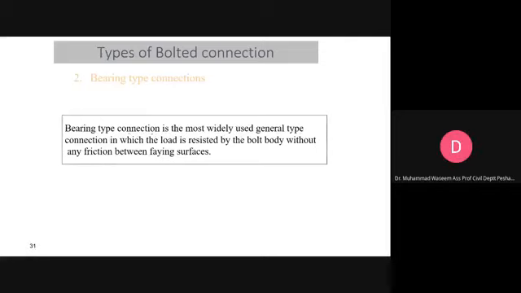Okay, bearing type connection is the most widely used type of connection in which the load is resisted by the bolt body through shearing, without any friction between the faying surfaces. In bearing type connection, it is assumed that there are no frictional forces along the faying surfaces.